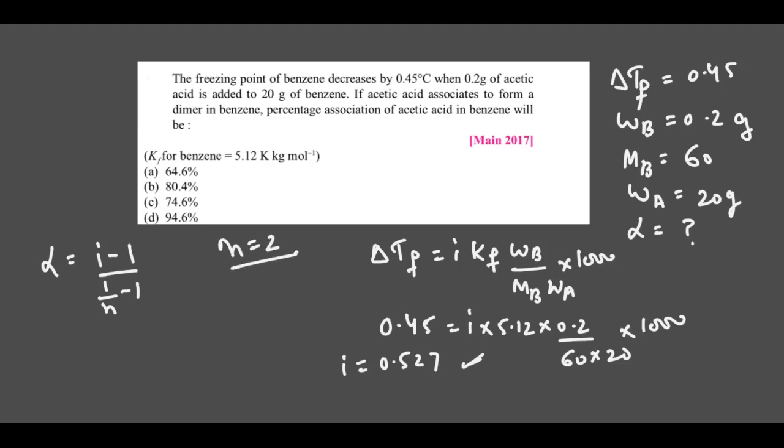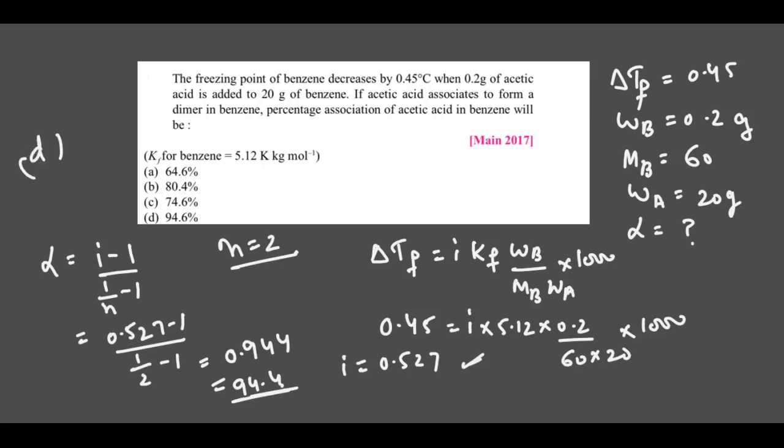So when you substitute all the values, you will substitute 0.527 minus 1, upon 2 minus 1. When you solve, you will get 0.944. So 0.944 is the value of alpha, and to convert it into percentage, you multiply it with 100, and you will get 94.4. So the answer is nearly 94.4. So option D is the correct option.